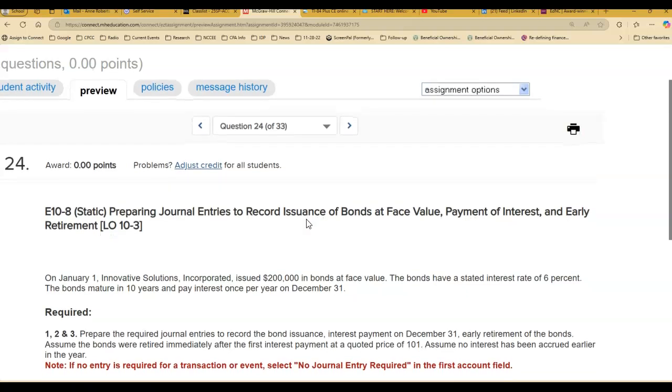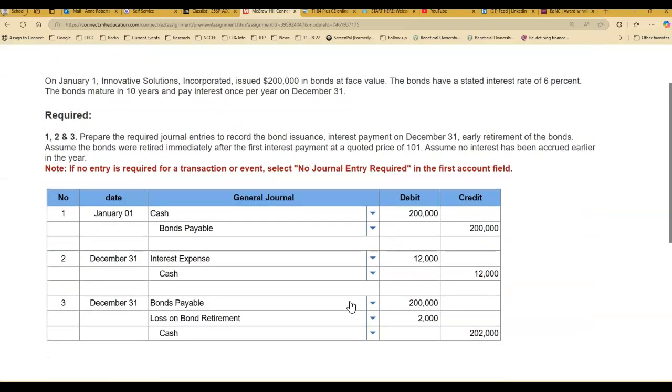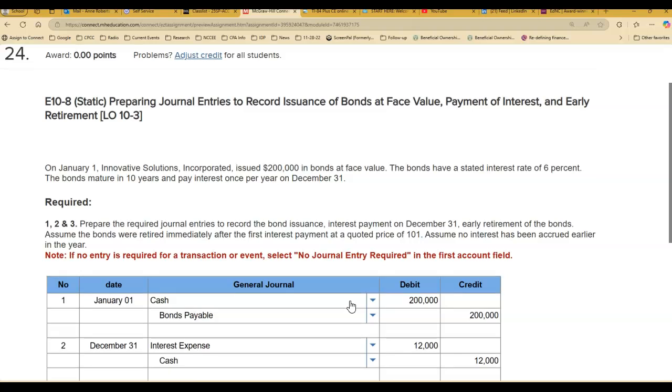January 1, we've got Innovative Solutions Incorporated issued $200,000 in bonds at face value. Doesn't get any easier than that. Bonds have a stated interest rate of 6%. The bonds mature in 10 years and pay interest once per year on December 31. Let's start with that one because I totally forgot that they actually retired this one early. So let's talk about how this one works. Nothing's changed here. We issued the bonds at face value. We've got the $200,000 in bonds payable, $200,000 in cash.